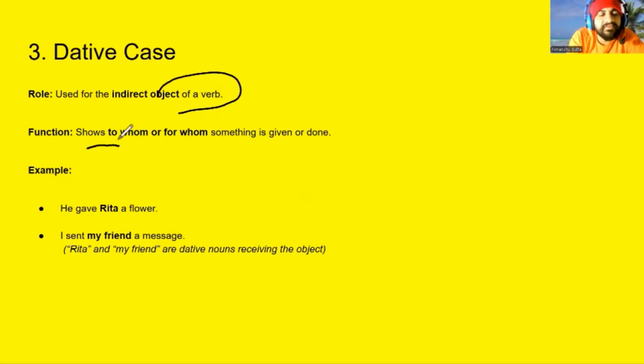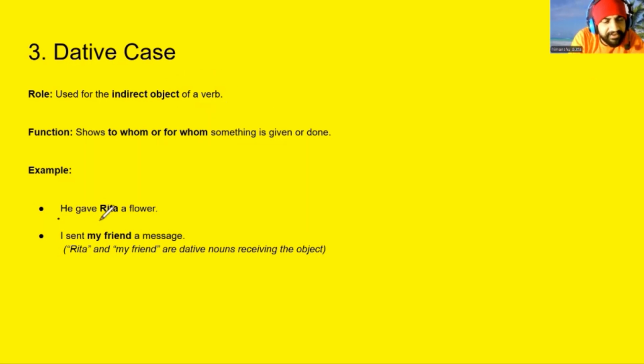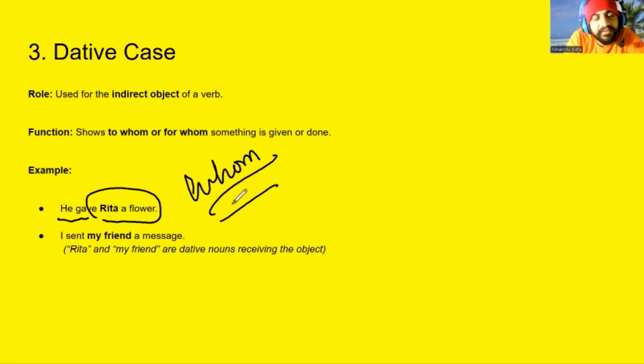Then what is the function of that one? It shows to whom or for whom something is given or done. So, he gave Rita a flower. He gave whom the flower? Then that will be Rita. Then there is another example: I sent my friend a message. I sent whom the message?